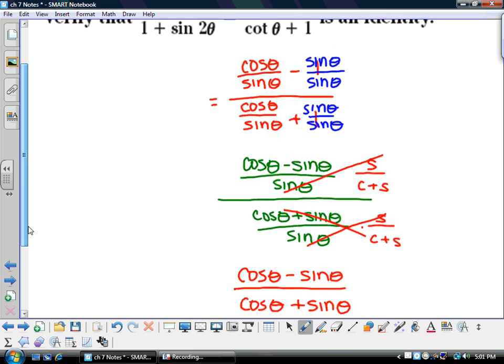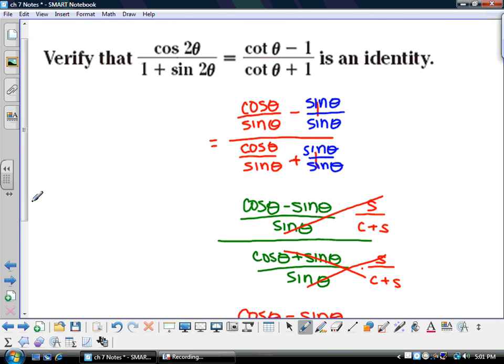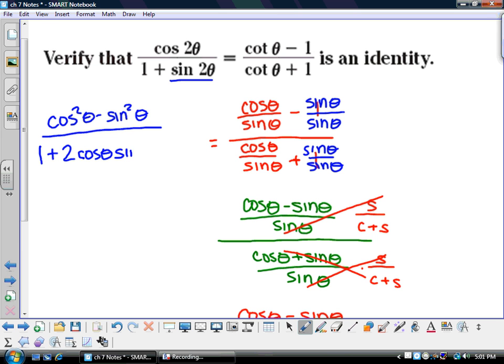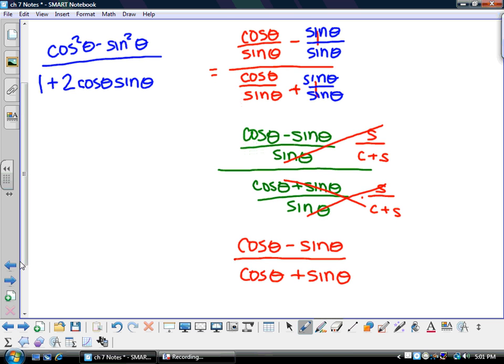On the other side, I have cosine 2 theta, and that's one of our formulas. Cosine 2 theta is cosine squared minus sine squared. And on the bottom, it's 1 plus sine 2 theta. There's a formula for that. That was 2 cosine sine. So looking at that, that might be a hint of what I would want to do next.